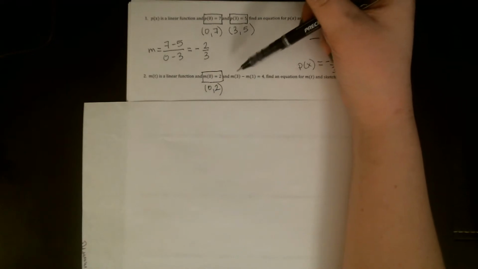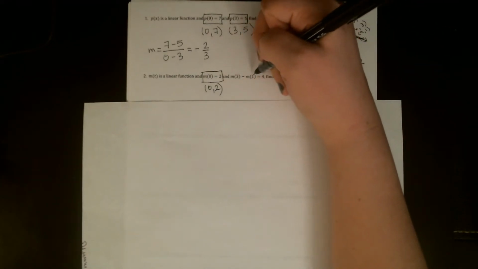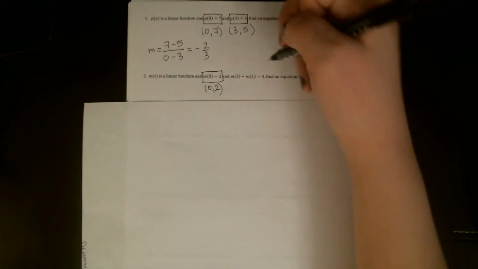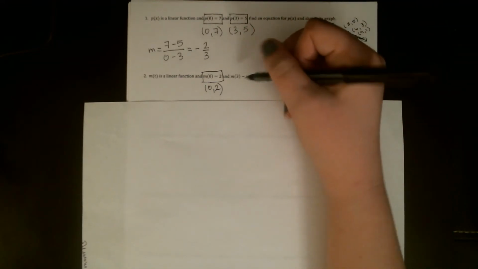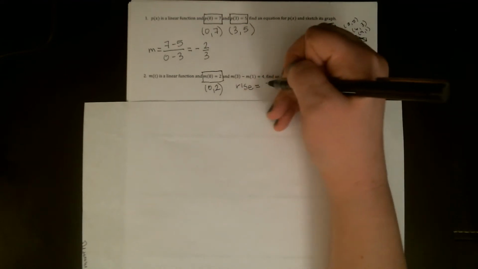So again, I want you to remember every time you see something like m of 3 or m of 1, this represents an output. So this is a y value minus a y value, otherwise known as rise. So this is just a recognition thing. When you see that statement, you should recognize that what you're really being told is that the rise for our function is 4. That's not quite enough to get slope. We would also need to know the run to get slope.